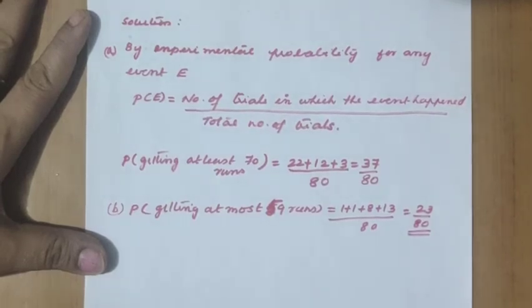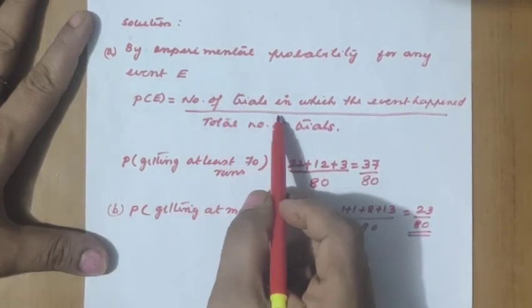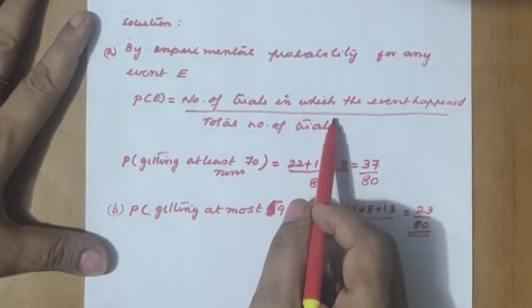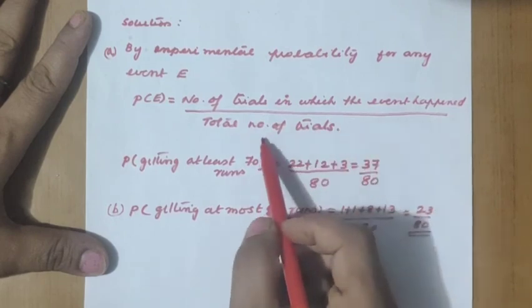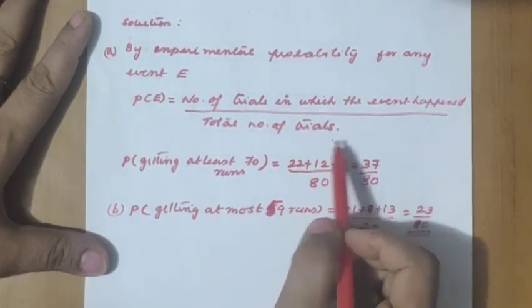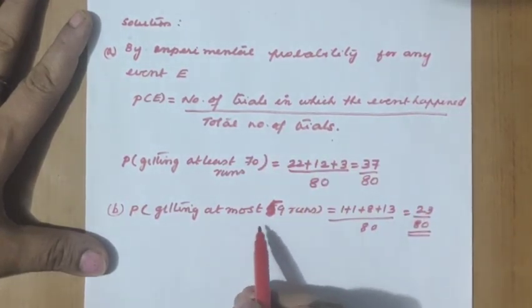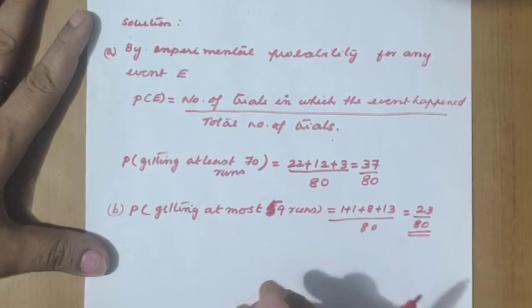We are studying this year experimental and empirical probability only. Experimental probability for any event E, P of E equal to the number of trials in which the event happened divided by the total number of trials. While doing the video itself, I told that at least and at most can be expected in exams.